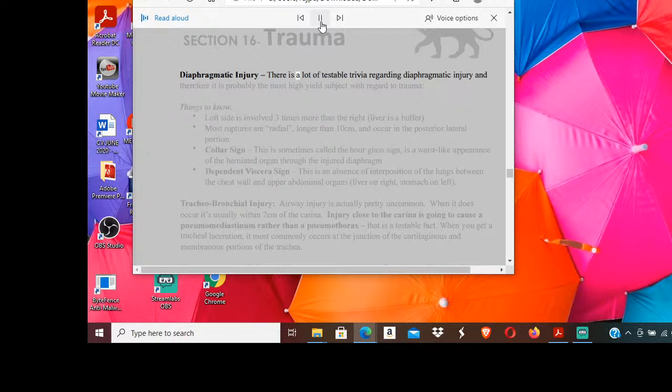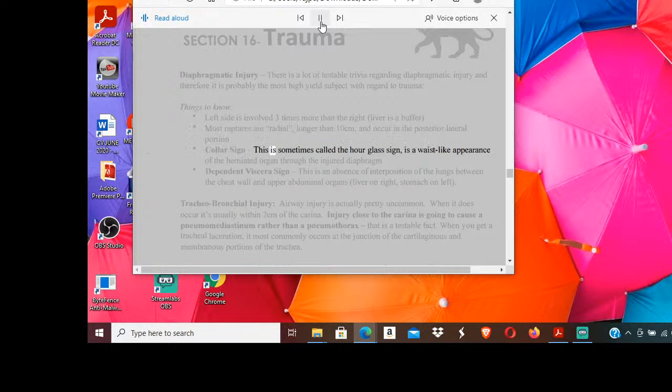362. Section 16: Trauma. Diaphragmatic injury. There is a lot of testable trivia regarding diaphragmatic injury, and therefore it is probably the most high-yield subject with regard to trauma. Things to know: left side is involved 3 times more than the right, liver is a buffer, most ruptures are radial, longer than 1 cm, and occur in the posterior lateral portion.